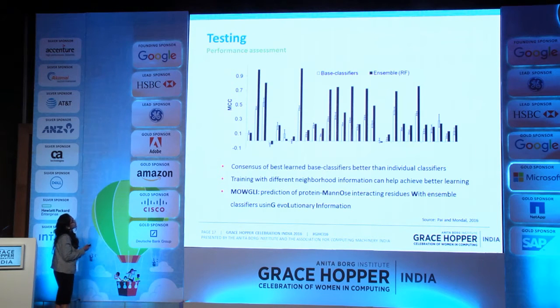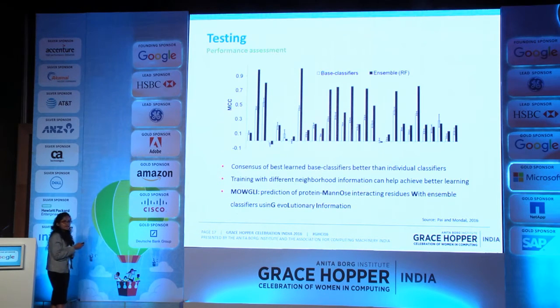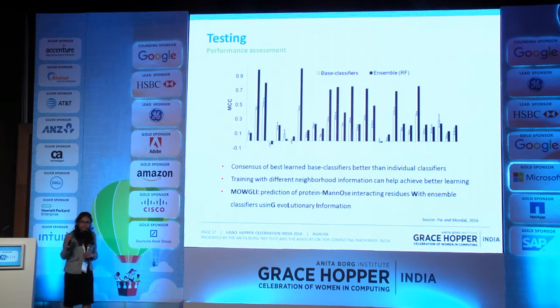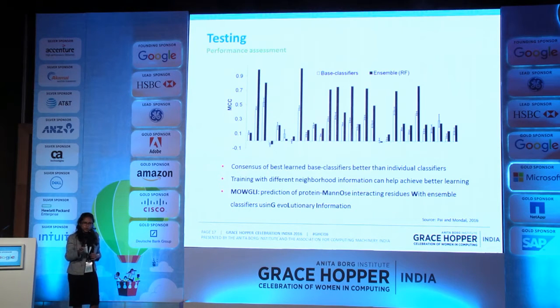Now, the black bars represent the consensus approach, and the white bars represent the performance of the base classifiers. Individual classifiers are represented by white, and black represents the consensus. Needless to say, the consensus approach shows better performance than the individual classifiers, and although they are stable, you can actually use the neighborhood information to achieve better prediction accuracy.